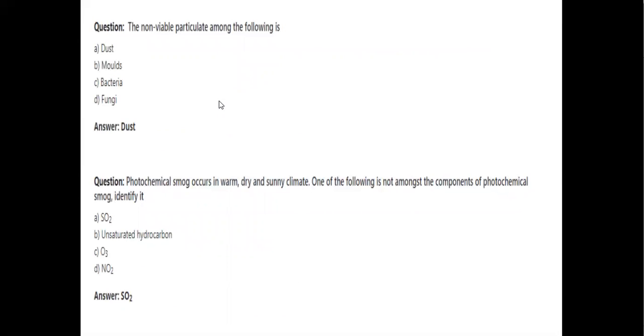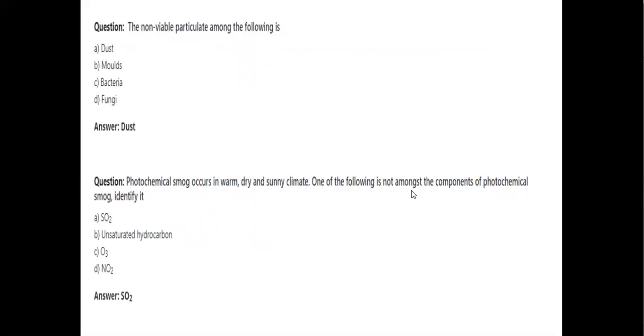The non-viable particulate among the following is dust or mold or bacteria or fungi. Remember, it is dust that is the non-viable particulate. So option A is the right answer here. Photochemical smoke occurs in warm, dry, and sunny climate.